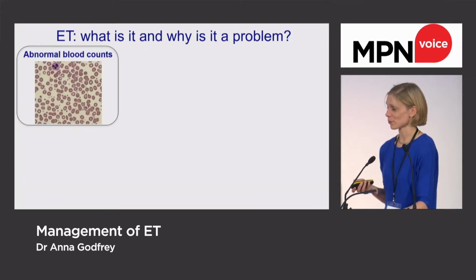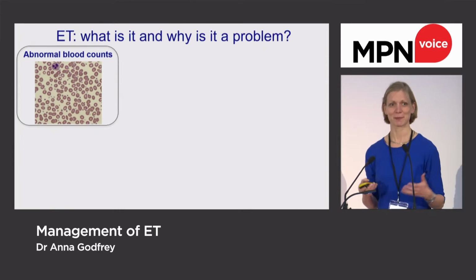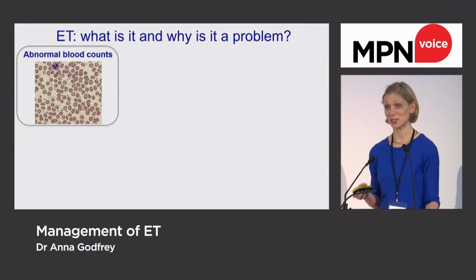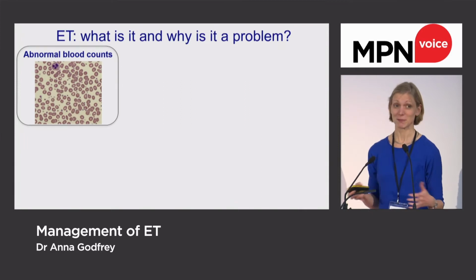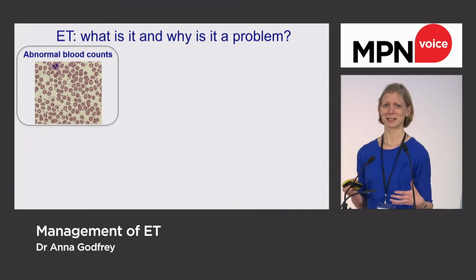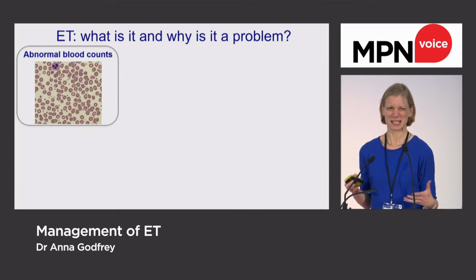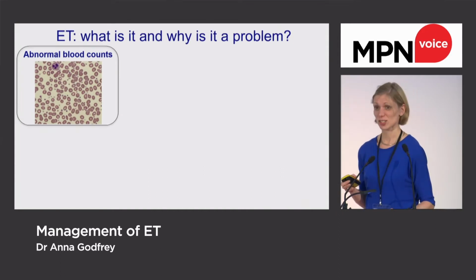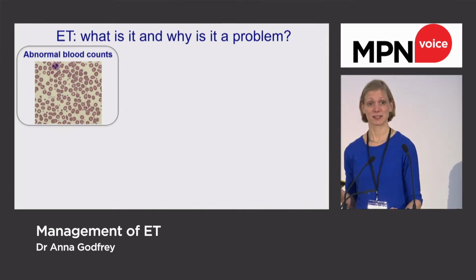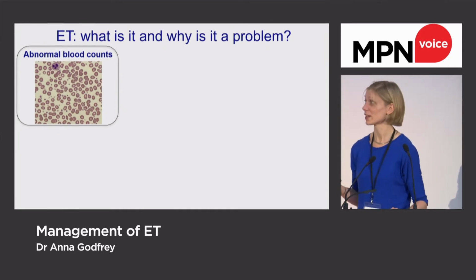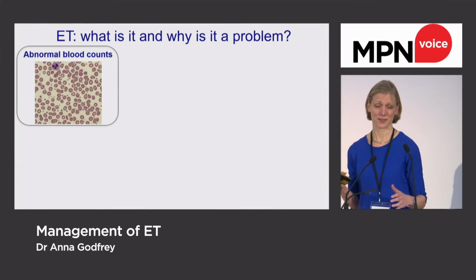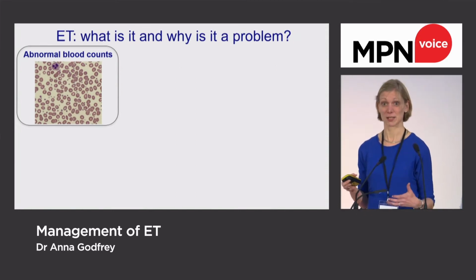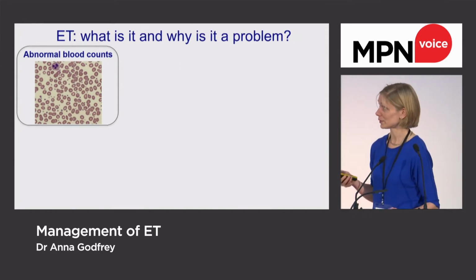So why is ET a problem? First of all, you have an abnormal blood count. For many of you, you might have felt completely well when you had this diagnosis made, or at least not particularly unwell. Essentially you had a blood count for a completely different reason, and your doctor told you that your blood count was very abnormal and you had to go and be investigated. So it's very common that this is found as what we call an incidental finding. You had a blood test for some other reason, but now it's a problem because we've identified your abnormal blood count.